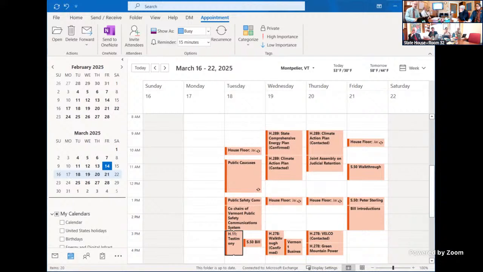And similarly, we'll have Secretary Moore and Jane Lazurchak come in to talk about the climate action plan at a really high level.